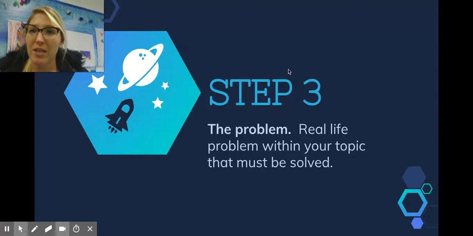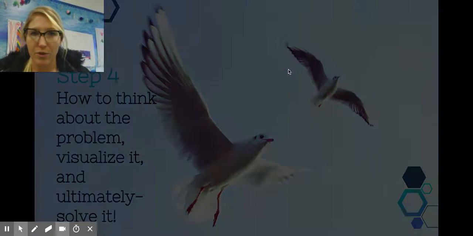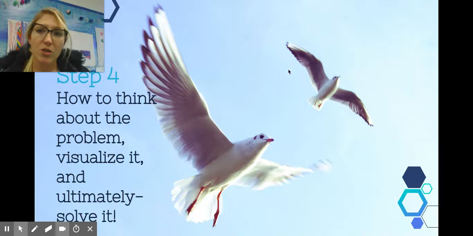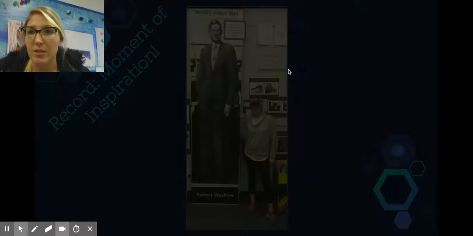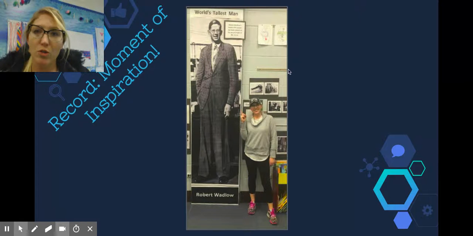Step three is the biggest component of the Math Genius project. That is the problem. Students need to take that topic or that data point and turn that into a real life problem that is within their topic that must be solved. Step four, students then show their audience how to think about the problem, how to visualize it, and of course, ultimately solve it.